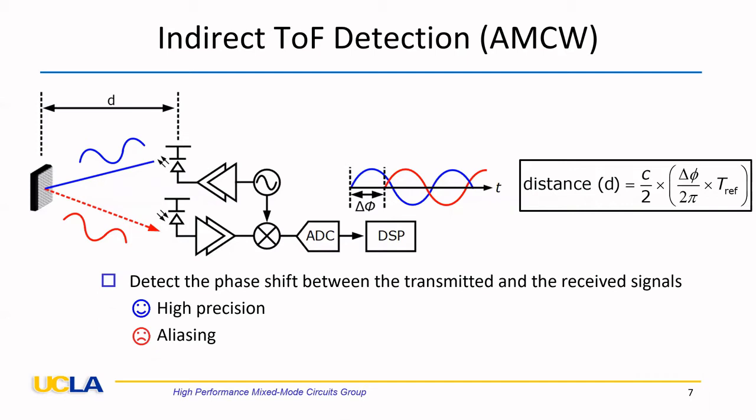For indirect time-of-flight detection, one type is called phase detection, which is also known as coherent detection or AMCW detection. Instead of sending a single pulse, the transmitter sends out a continuous sine wave, and the receiver detects the phase shift of the incoming signal. Then we can convert the phase information to distance. It has the ability to achieve high precision. However, it has an aliasing problem in that the measurement is confined to one cycle of the carrier.